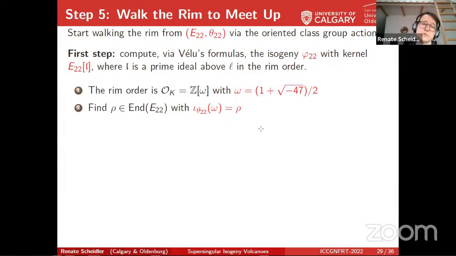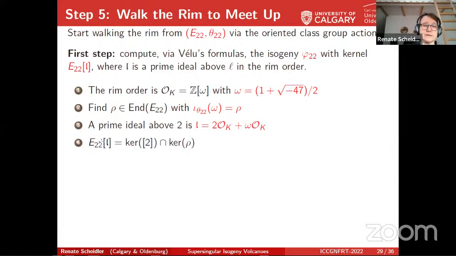This is not so hard to do. So let's say we have this rho, we can compute this rho. And now you need to compute this prime ideal above 2. This happens to be this ideal generated by 2 and omega. And now you need to calculate this ideal, this subgroup here. So remember, this was the intersection of all the kernels. But of course, all you need is the kernels on the generator. So you really only need to intersect the kernel of the generator 2 with the kernel of the generator rho. So you only need to compute 2 things.